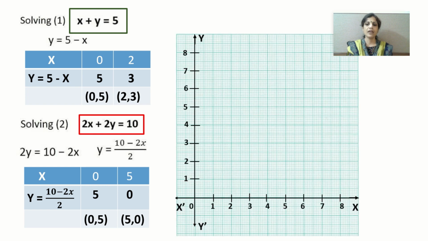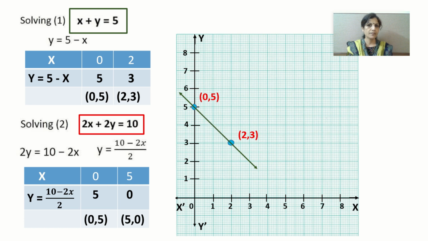For the graph, we have x and y axis and all the numbers written on the lines. So let's start plotting the points. First point is 0, 5. So 0, 5 will come here. Next is 2, 3. This is point 2, 3. Draw a line passing through these 2 points.